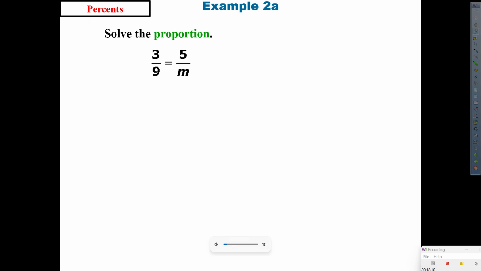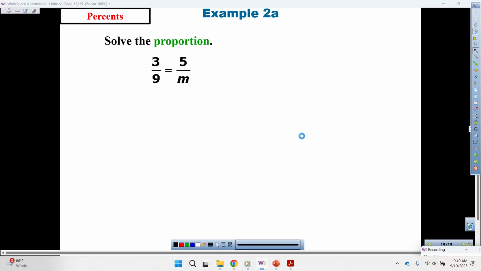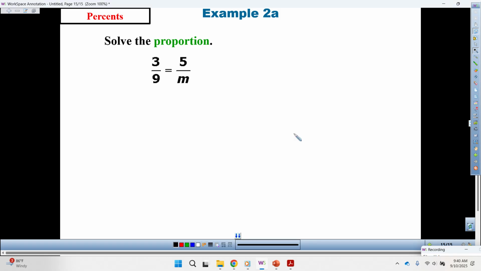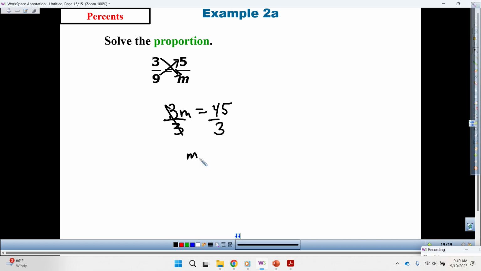Tell your neighbor, what is a proportion? Yeah, a fraction equal to another fraction. So 3 over 9 equals 5 over m. I like to always start with the variable. So let's cross multiply to the variable. 3m equals 9 times 5 is 45. Let's solve. Divide by 3. M equals 15. Pretty straightforward, yes? All right, let's do another one.